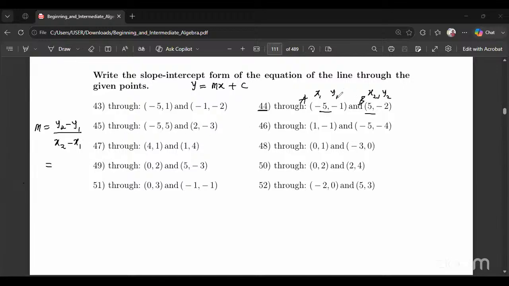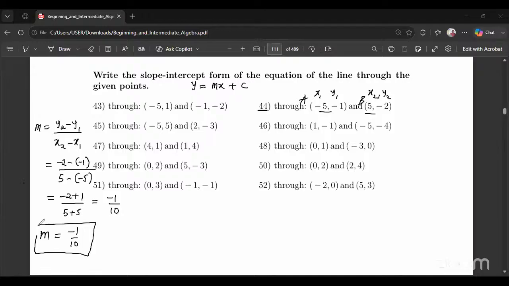So y2 is -2 and y1 is -1. That would be -2 minus -1. And x2 is 5 and x1 is -5. So that would be 5 minus -5. Now, moving forward, we want to clean up the signs right next to each other. So we have on the numerator -2 plus 1, and on the denominator, we have 5 plus 5. That will give us -1 over 10. So the slope is -1 over 10. So we've gotten the slope, right? That is one thing we needed to do.